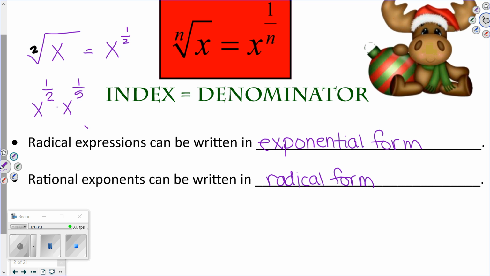But if I asked you to multiply the square root of x times the fifth root of x, you'd say, I can't, because the roots aren't the same. In this form, I can't multiply them. In this form, I can, because then I add exponents. So it changes what we can do and what we can't do with a problem. Okay?